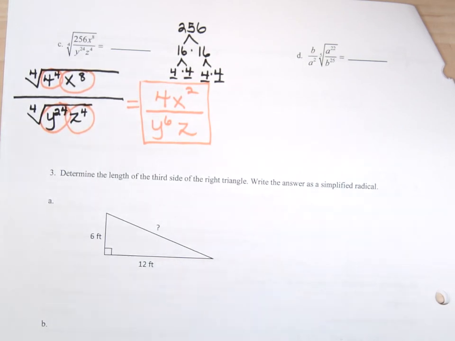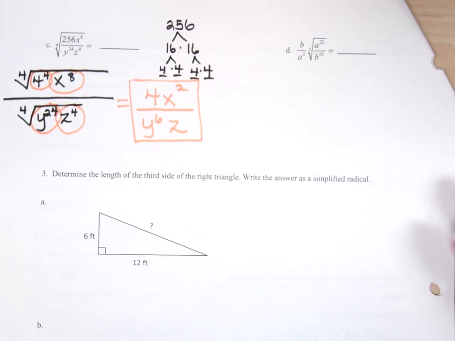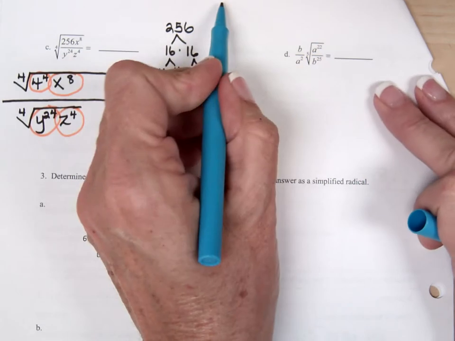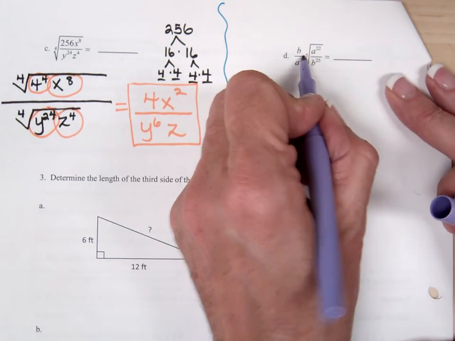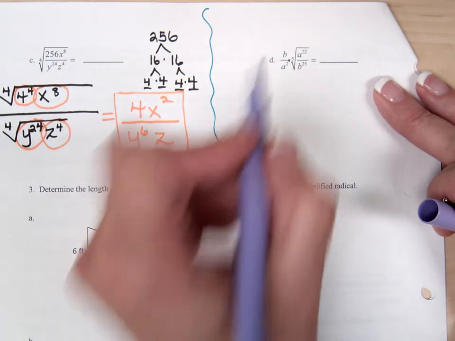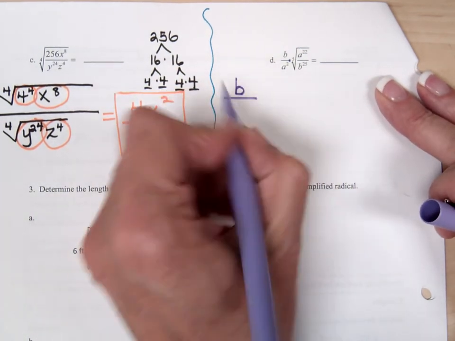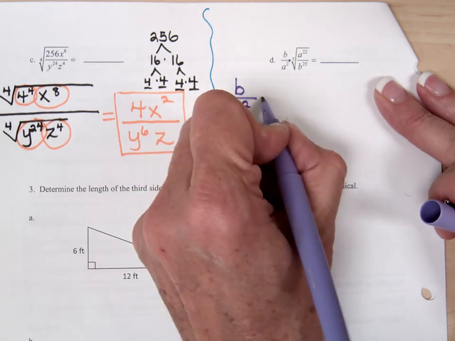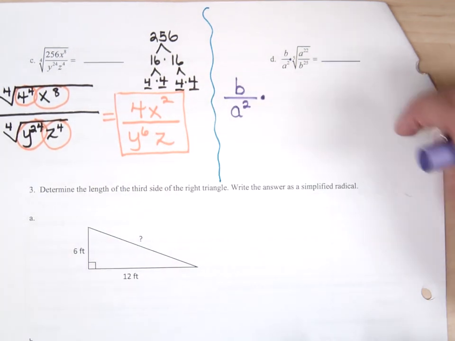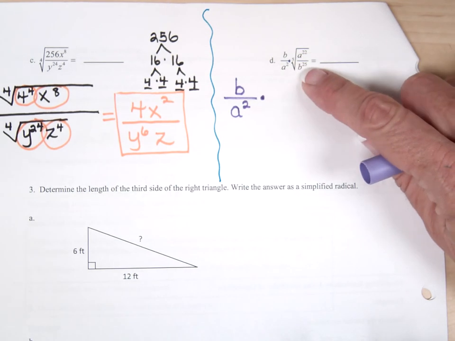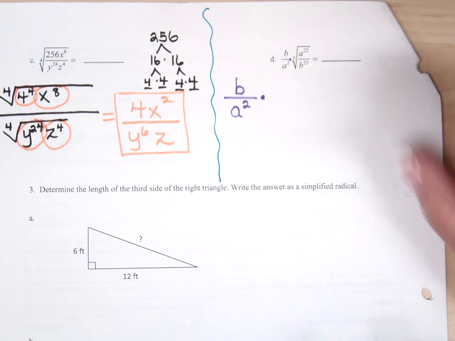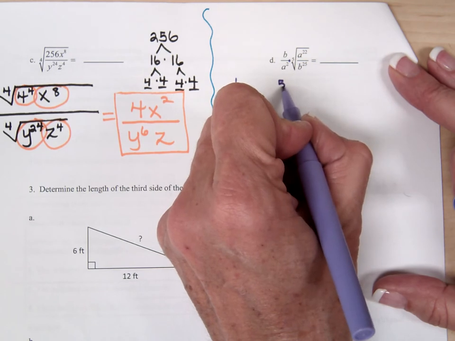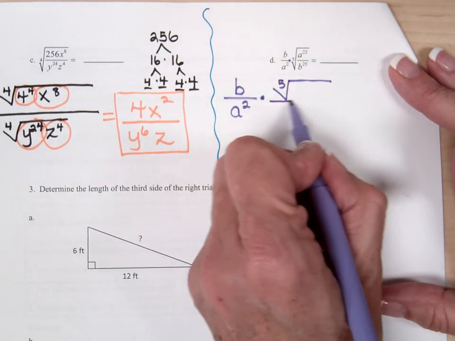Okay, shall we do this last one and then we'll jump to the Pythagorean theorem? It's kind of going to be a review of before break. So, remember this is just times. So this is b over a squared times. And then the first thing I do is I look and say, does a to the 22nd and b to the 25th have anything in common? No. So that tells me to immediately break them into separate radicals. So I'm going to have the fifth root of something over the fifth root of something.